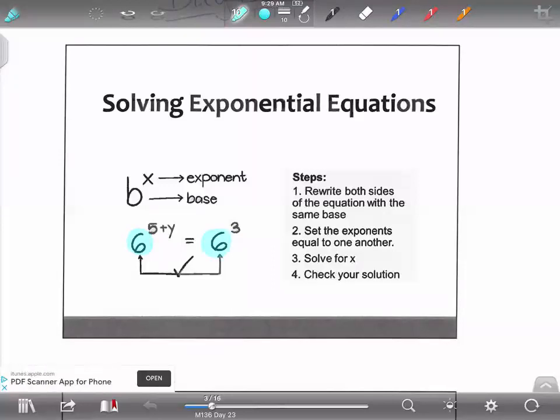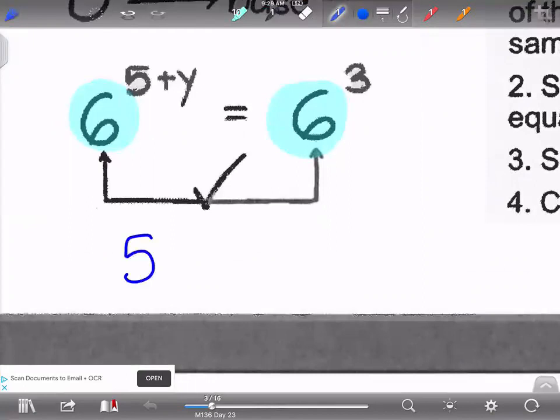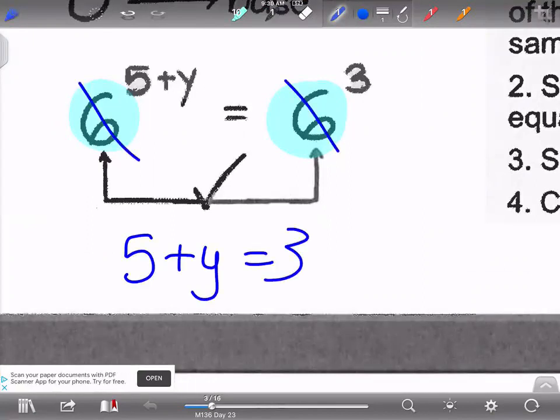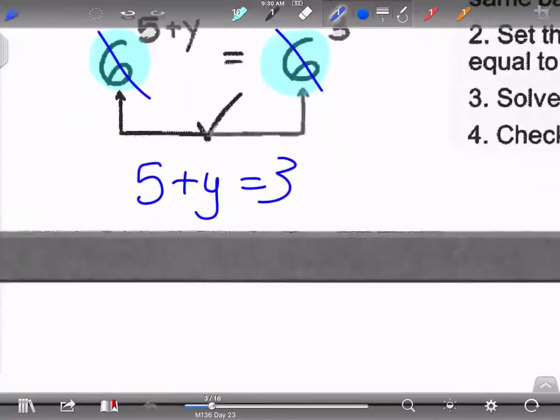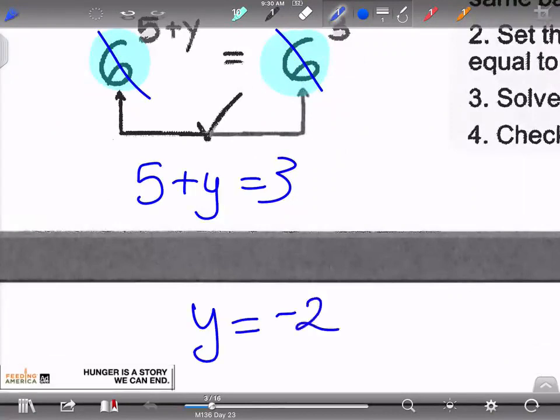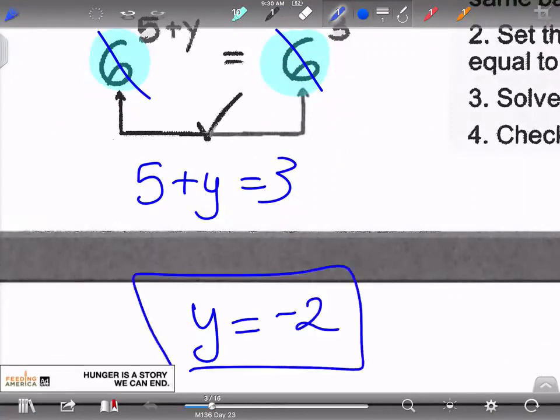When that happens, we can cancel them out and set the exponents equal to each other and solve for the variable. So if we were to finish this problem, we would take 5 plus y equals 3, again, because we're canceling these out. To solve for y, you would just subtract 5 from both sides to get y equals -2. And that would be your solution.